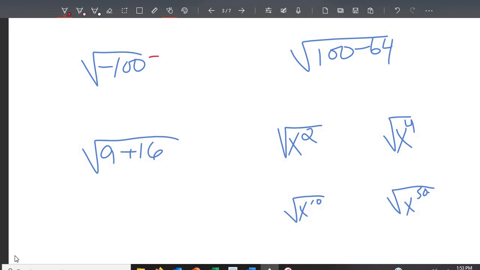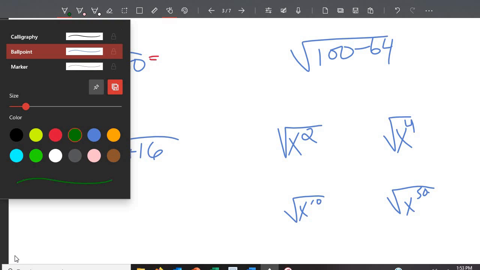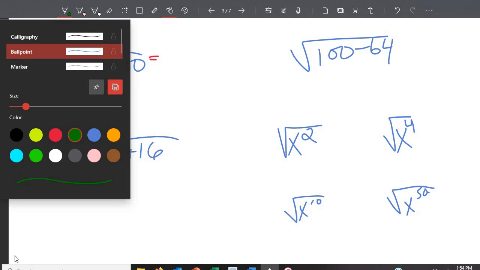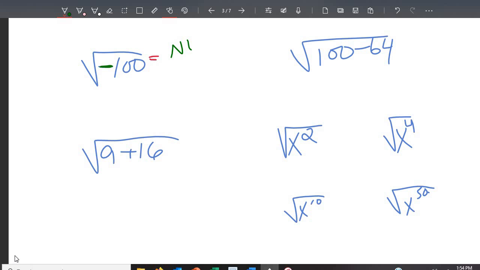Now, if you've got a square root, you can never have a negative number underneath it. As a matter of fact, if your root is an even number, like a 4th root, or a 6th root, or an 8th root, you can never have a negative under there. So if your root is an even number, you can never have a negative sign underneath. If you do, your answer is no solution.